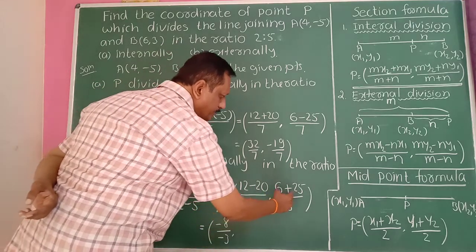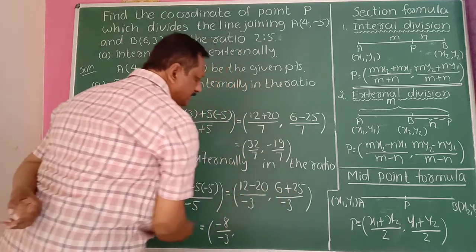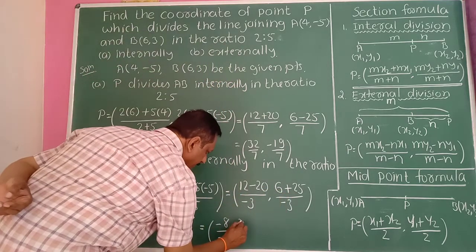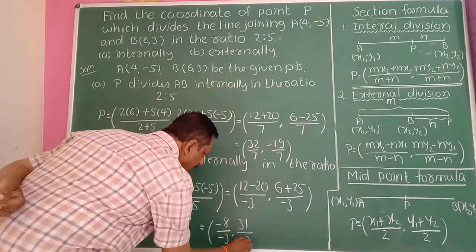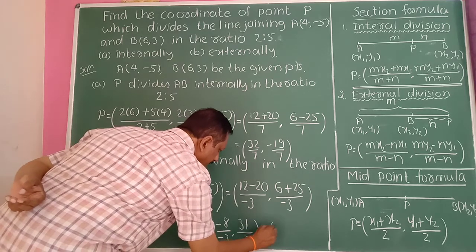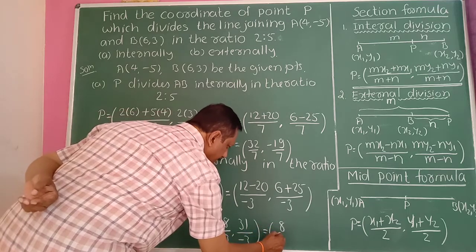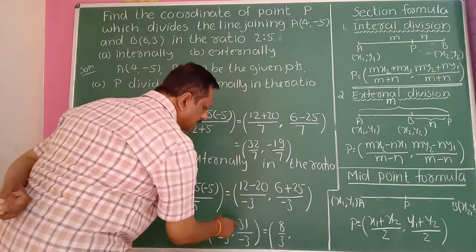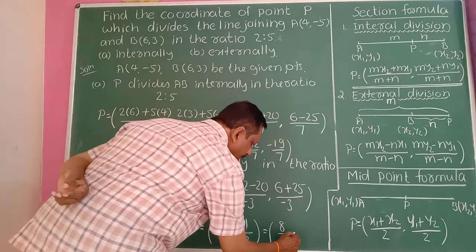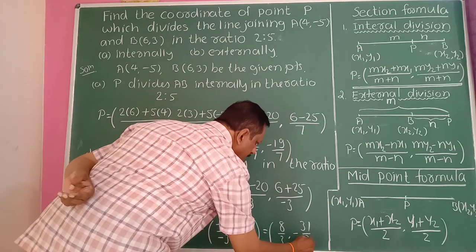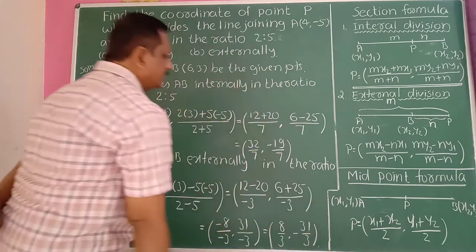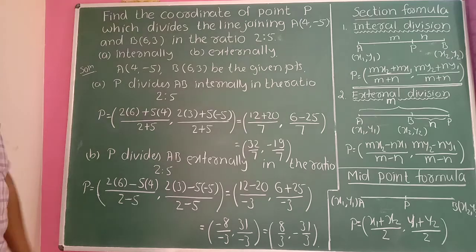Next, both are positive here. 25 plus 6 is 31. 31 divided by minus 3. And you know, minus upon minus becomes a plus, so plus 8 divided by 3. 31 upon minus 3 is the same as minus 31 divided by 3. Okay, this is the answer.